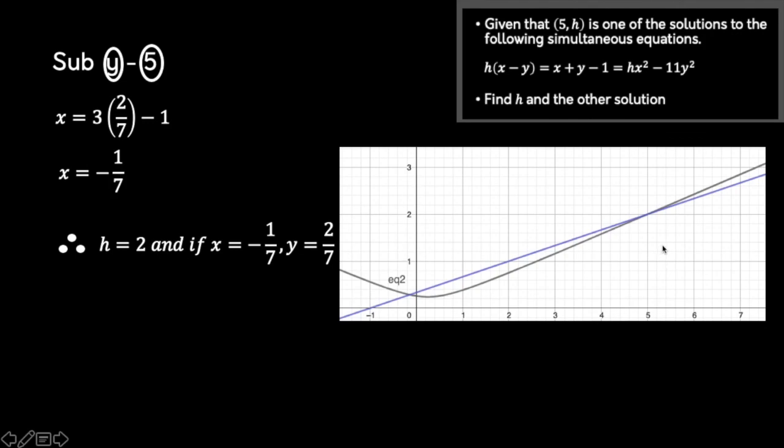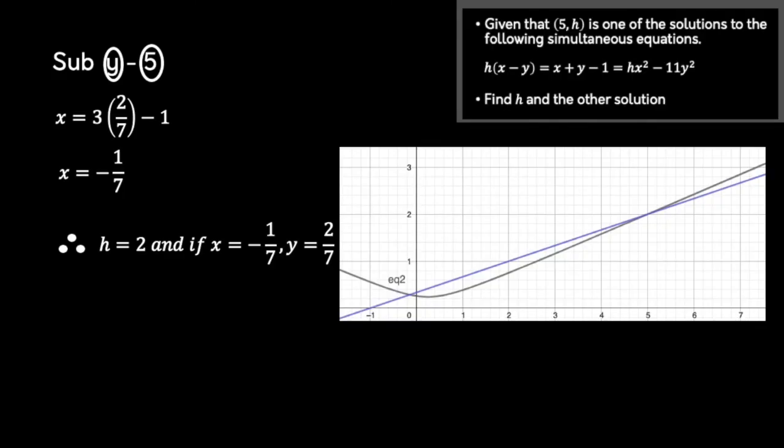So that is what the x and y mean, what the solution means. Like I stated earlier in this video, the solutions mean the intersection points between these two lines. So in this case, the solutions are x equals 5, y equals 2, and then also x equals -1/7, y equals 2/7.